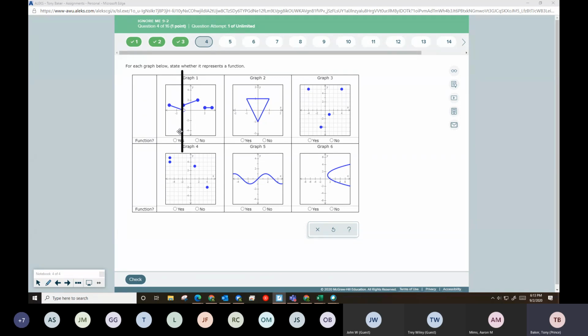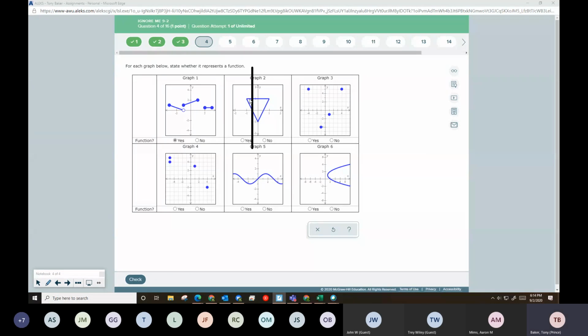Now, right here, I hit those two lines more than once. However, one's an open dot and one's a closed dot. The open dot doesn't count because it's just getting really close to that one. So that still would work. Even though there's a gap here, that's fine because there's no actual answers in the domain that would work there. And then that one. So this one is a function.